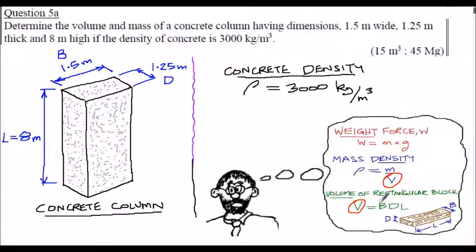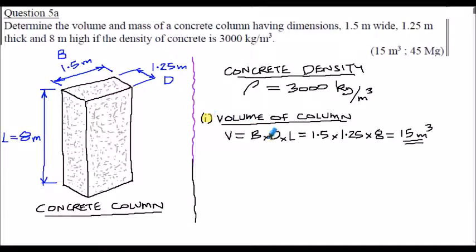Given in the question the width, the thickness and the height of the column, I can find the volume. I can put the volume into this equation here. I know the density, so that means I can find the mass of the concrete column. So here's the first calculation to find the volume of the column. That's V is equal to B multiplied by D multiplied by L. So putting my figures in, that produces a volume of the concrete column of 15 meters cubed.